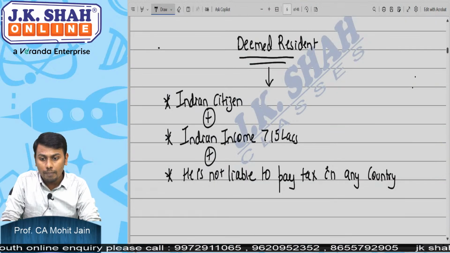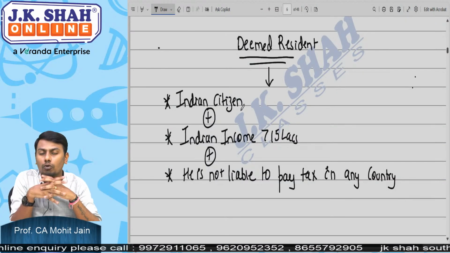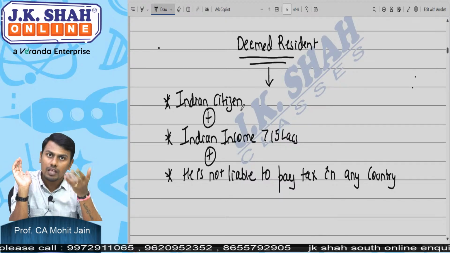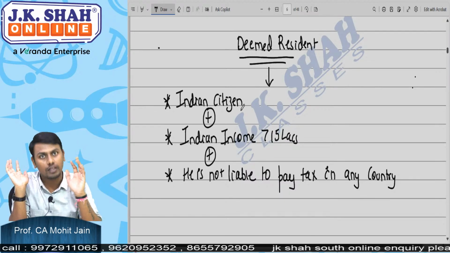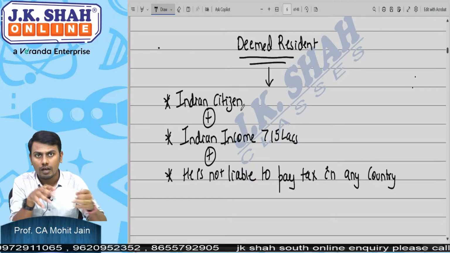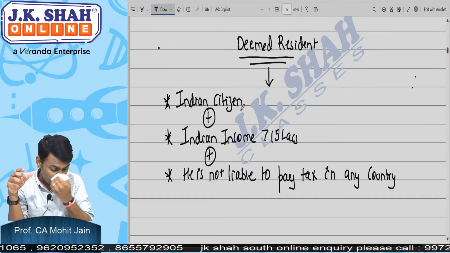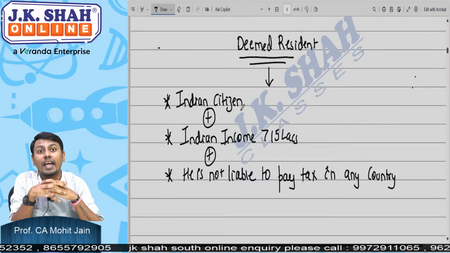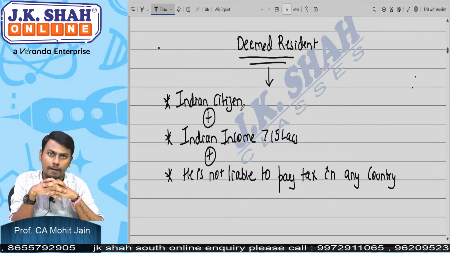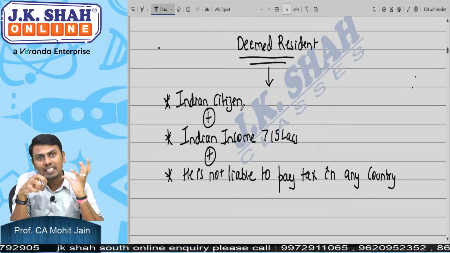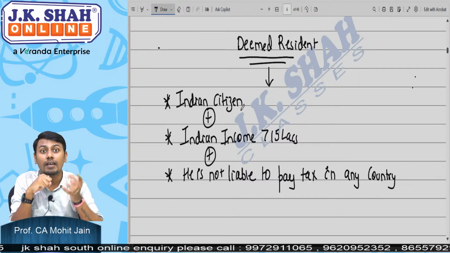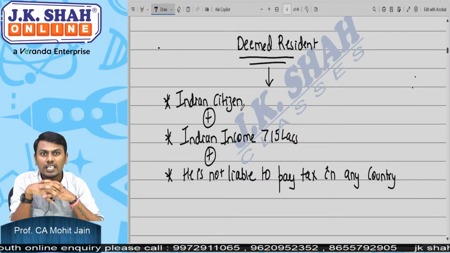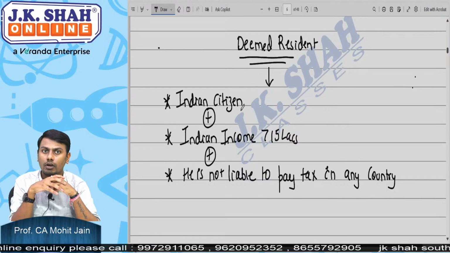So many people in India know what they try to do. See, one thing you always remember: Indian income you cannot escape. Whether you stay in India or not, whether you go to Mars or the Moon, wherever you go, Indian income will become taxable. But many people don't like to pay tax on foreign income. So they manage their number of days in India in such a way that they become a non-resident.